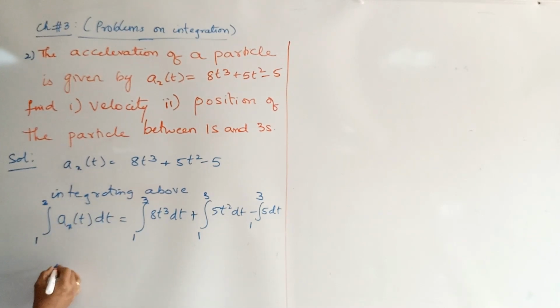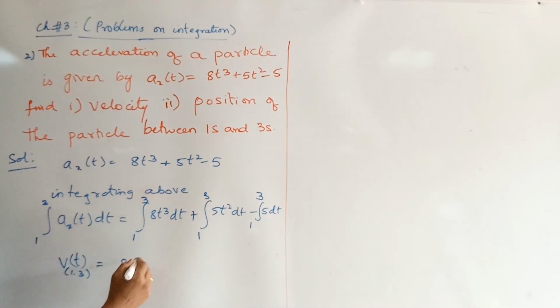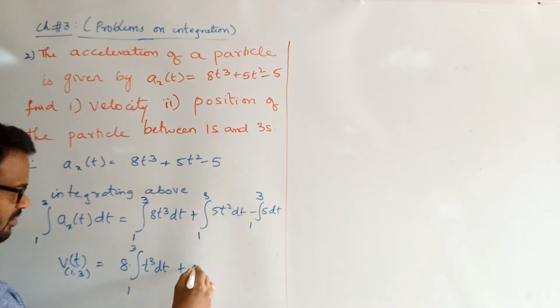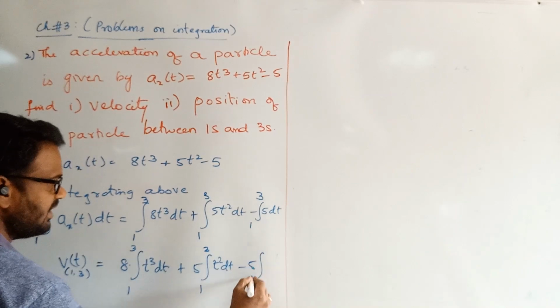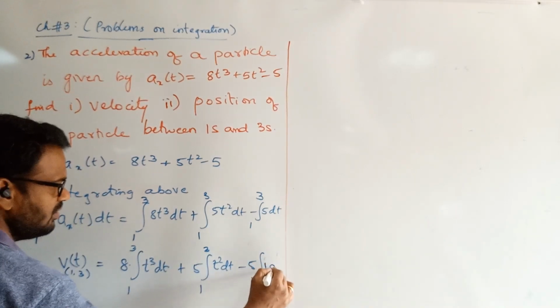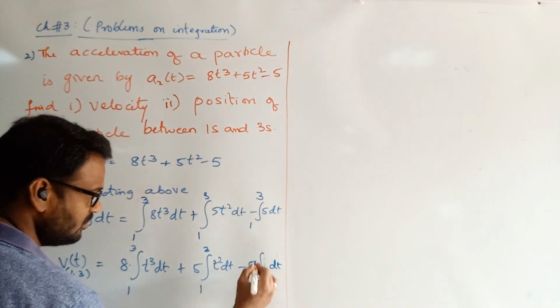This gives rise to velocity in between those two seconds. Velocity from what to what? 1 to 3 seconds, as a function of what? As a function of time. Velocity as a function of time would be given by 8 times integration. 8 comes out of this, integration is left. All constant terms will come out of integration. Now the things left are integration of t cube dt from 1 to 3, plus 5 times integration of t square dt from 1 to 3, minus 5 times integration of 1 dt. If nothing is there, it is said to be 1, or simply it is in the form of t. From where to where again? It is from 1 to 3.